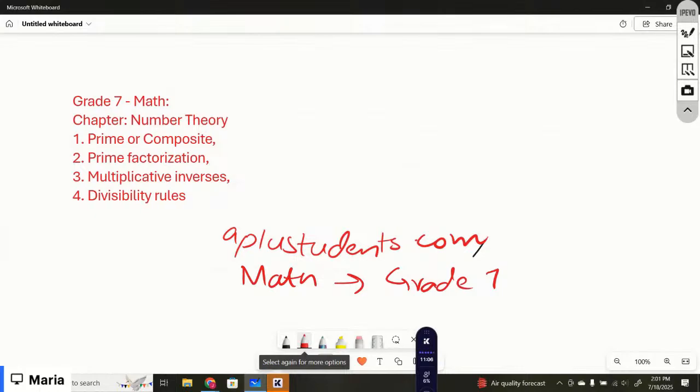The lessons we're going to cover today are prime or composite, prime factorization, multiplicative inverses, and divisibility rules. So please make sure you have your notebook and pencil so that you can note down the important examples and definitions as well.